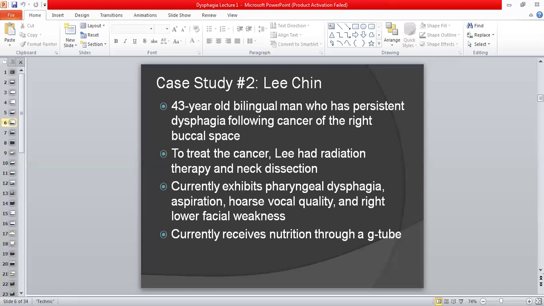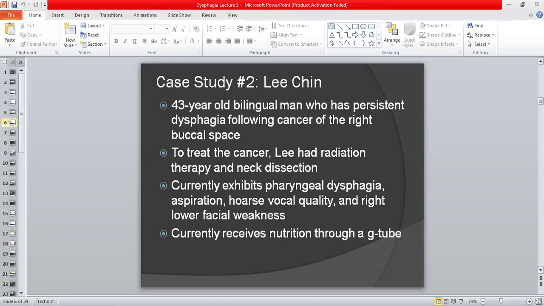So this is very important information for you. I'm just trying to share a brief picture of the patients with you, so that you can realize that dysphagia not only can affect the elderly, it can affect adults as well. Lee was just 43, and the reason was cancer.